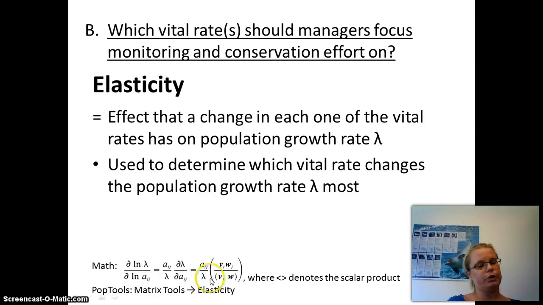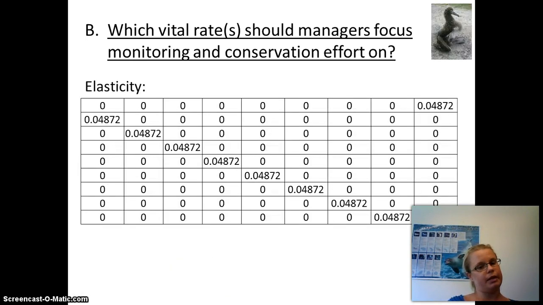But fortunately, you can do it really easy in pop tools. And you end up getting a table something like this. And so each of these numbers corresponds to one of those matrix elements on the transition matrix.